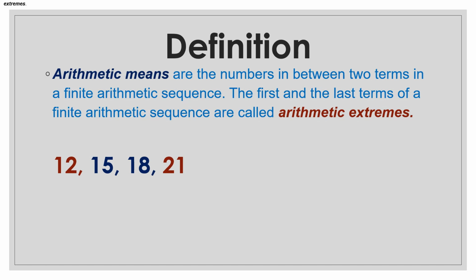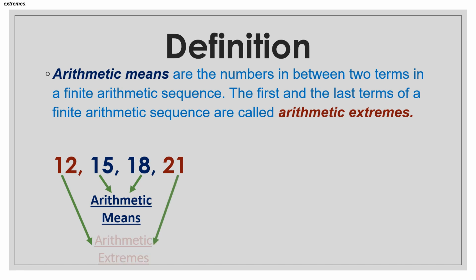12, 15, 18, 21. 12 is the first term and 21 is the last term. The numbers in between 12 and 21 are 15 and 18, and they are called arithmetic means. 12 is the first term and 21 is the last term, and they are called arithmetic extremes.